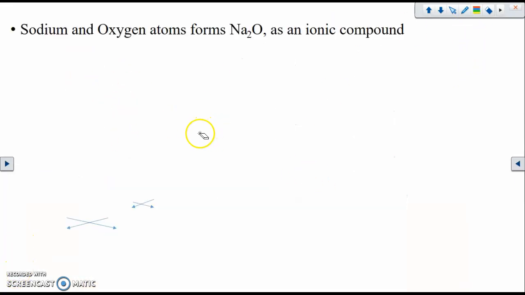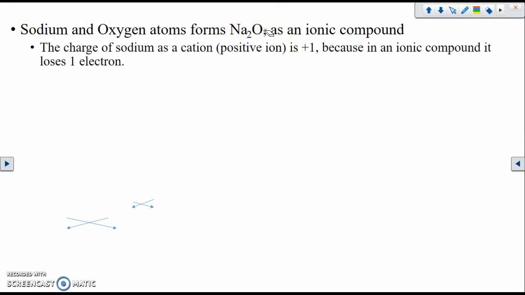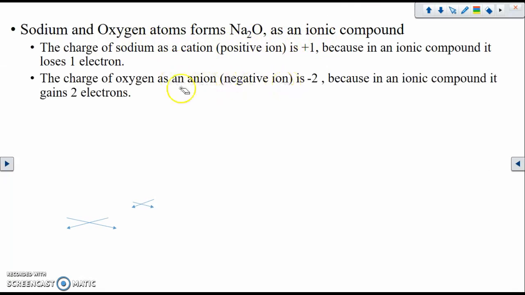So back to my drawing. If you join sodium and oxygen atoms together, again a metal and a non-metal, they form a compound called sodium oxide, an ionic compound. Why is it Na2O? Well, sodium, as we know, is in group 1, so it loses 1 electron and becomes +1 charge. And oxygen is in group 16, so it gains 2 electrons, so it gets a charge of -2. All right, so loses 1, gains 2.